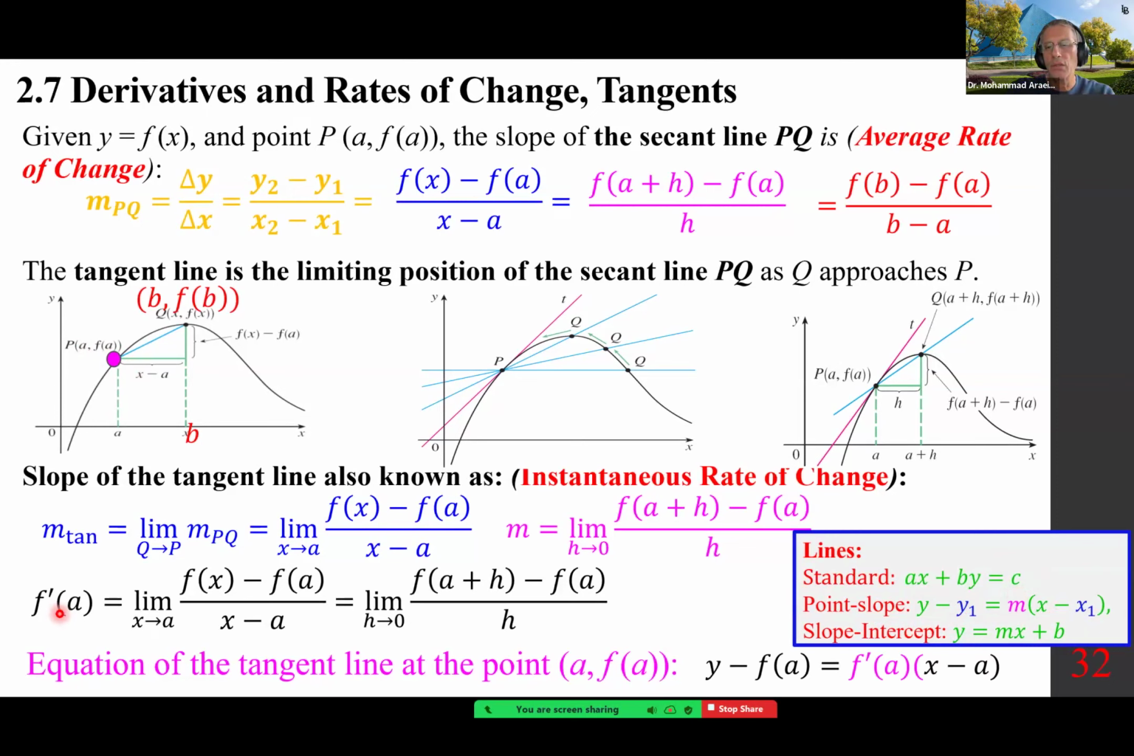Now, what is m? f prime of a. So I want you to pay attention to the equation of a tangent line. Do I have to memorize it in this format? No, just stick with the point slope form from elementary algebra and it works just as fine. I hope everybody's comfortable with that.